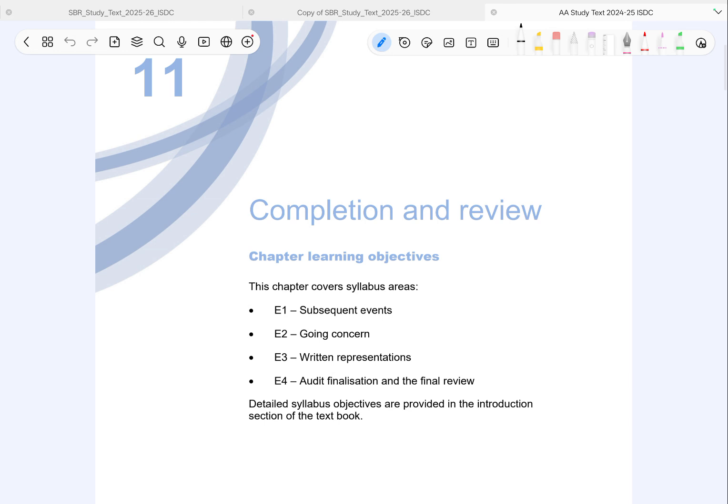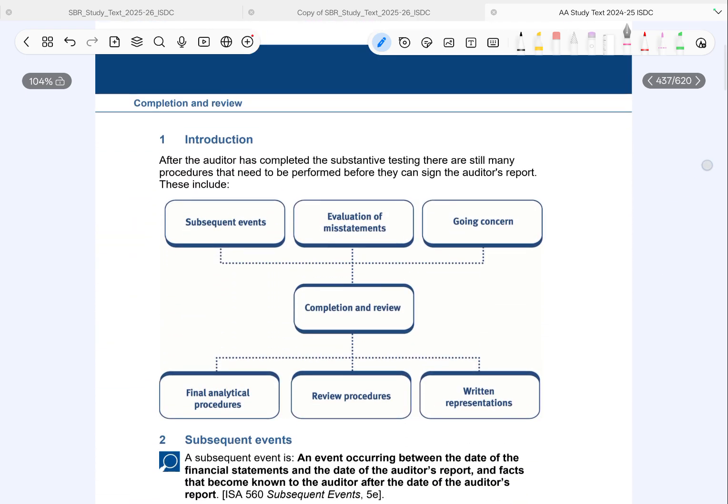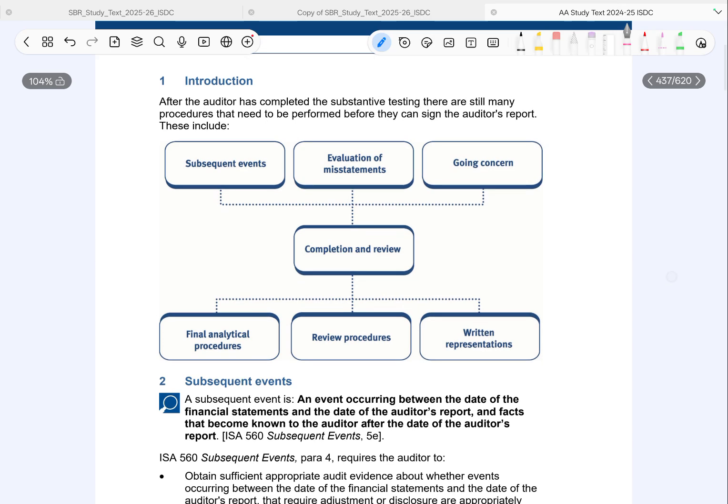So in today's video, we're going to cover chapter number 11, which is completion and review. Once you're done with all your substantive testing, you might think, okay, great, audit done. But nope, not yet. There are still a few more important procedures left before the auditor can actually sign the audit report. And one of the biggest ones is subsequent events.